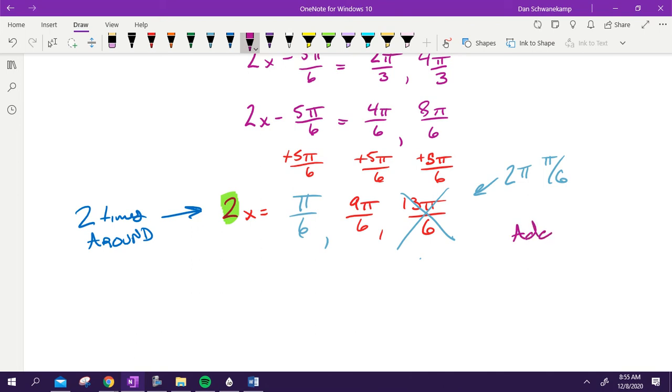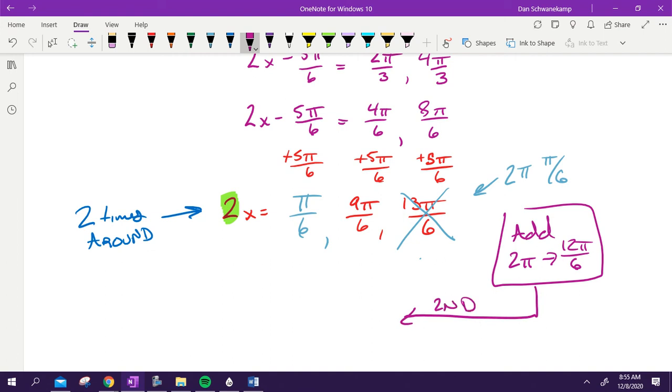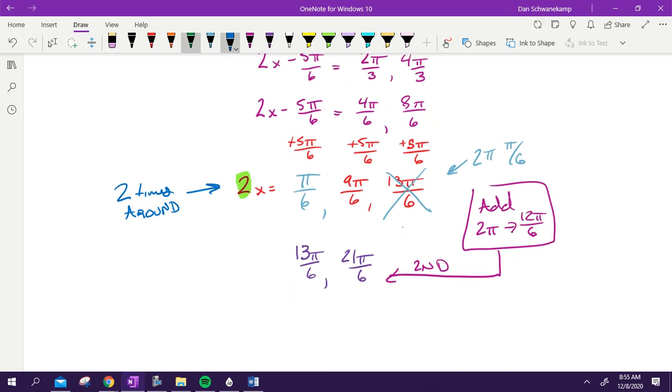So we're going to take these two answers and we're going to add 2 pi to them because I'm going around the circle again. And since these things have a denominator of 6, that's like adding 12 pi over 6. These two answers were the answers I got the first time around. And then I'm going to add these two answers to find the numbers we got the second time around. So 12 plus 1 is 13 pi over 6. And 12 plus 9 is 21 pi over 6. Now am I done? No, because what else do I still have to do to finish? I got to get rid of this 2. And to get rid of that 2, I got to divide by 2, which is like multiplying by a half.